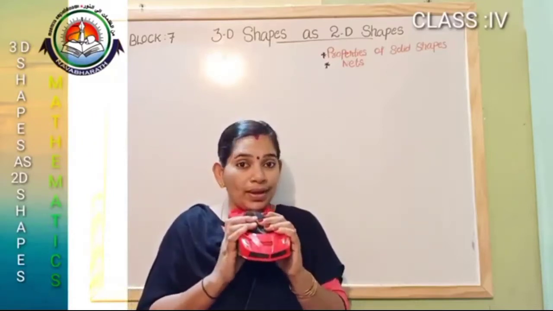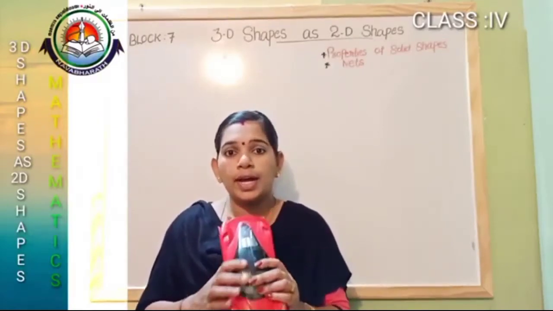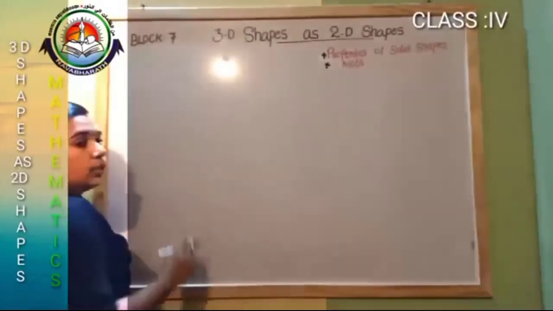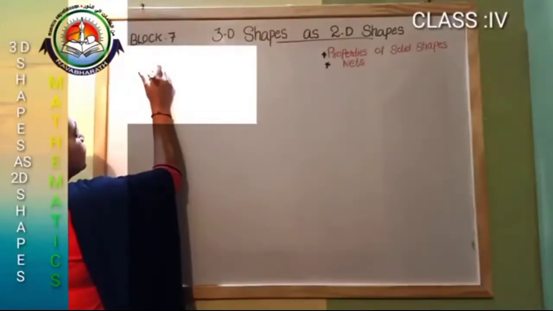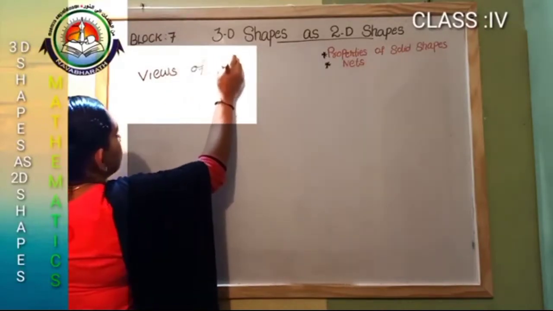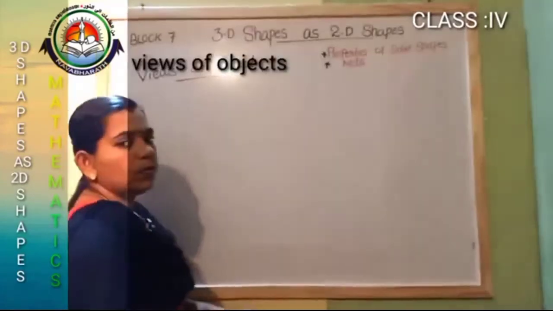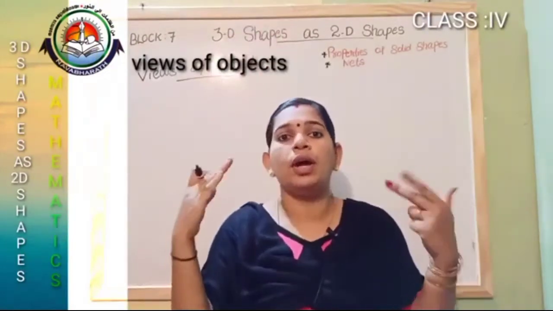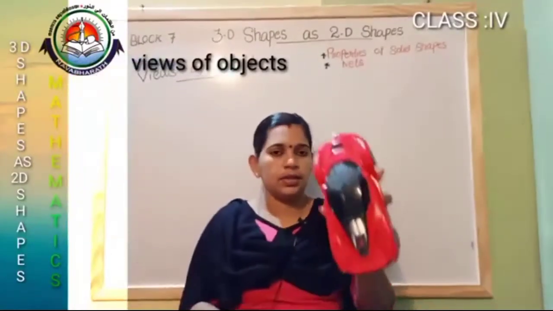So what is today's topic? Yes, views of an object. Our topic is views of an object. Then how many views are there? Top view, side view and front view. From this car, which view is this?